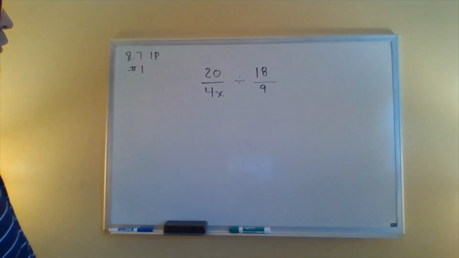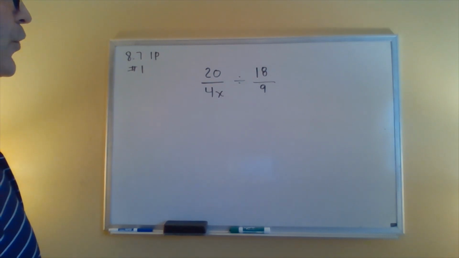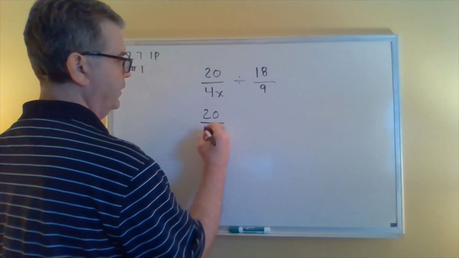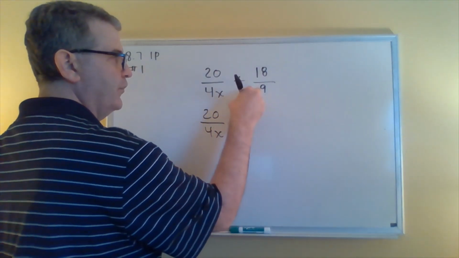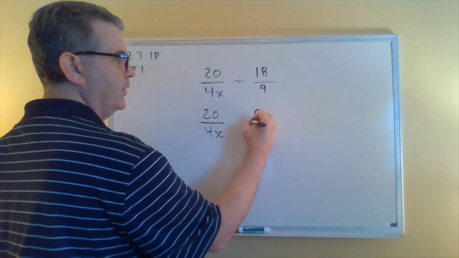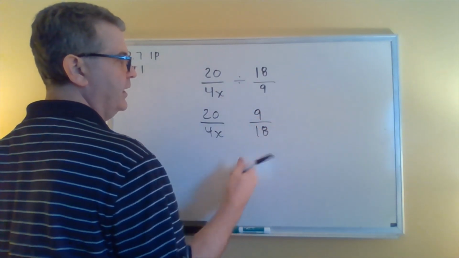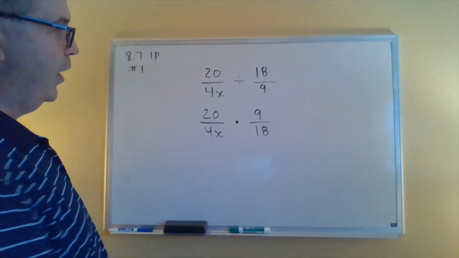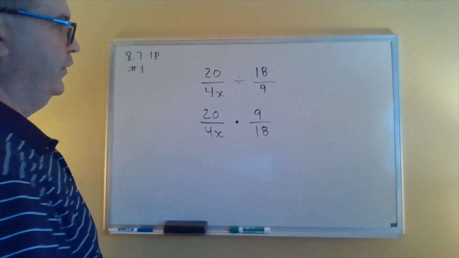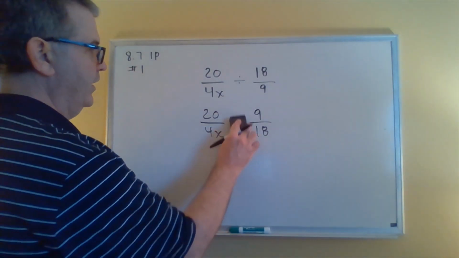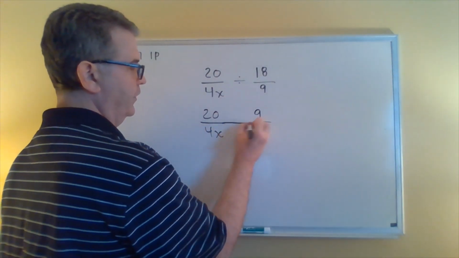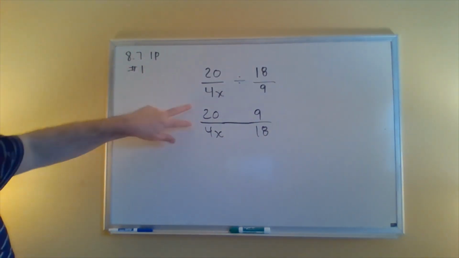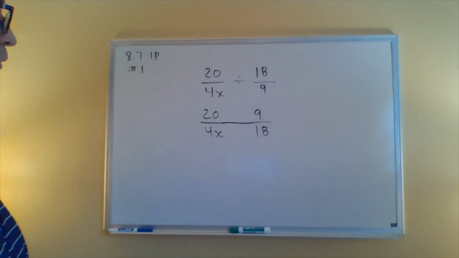Number 1, we have 20 over 4x divided by 18 over 9. So our first step, we rewrite this first fraction as is, but we reciprocate the second fraction. So we just flip it. So 18 over 9 becomes 9 over 18. We change our operator from a division to multiplication. So we're now multiplying our first fraction by a reciprocal of our second fraction. I think actually our next step would have been to factor each one completely, but since each term was completely factored, we didn't have to worry about that step.